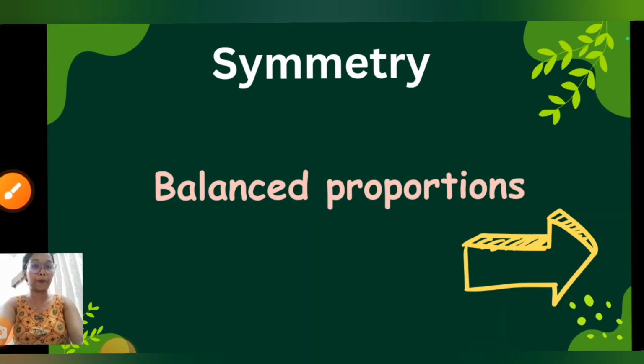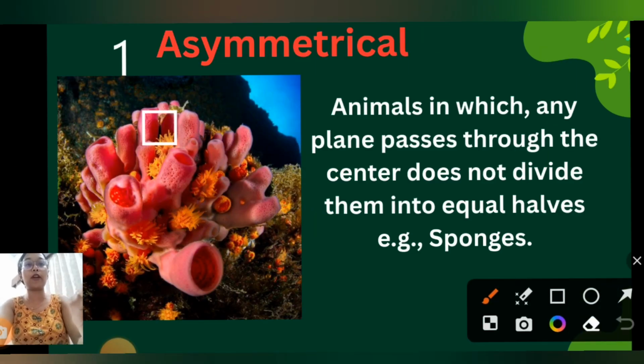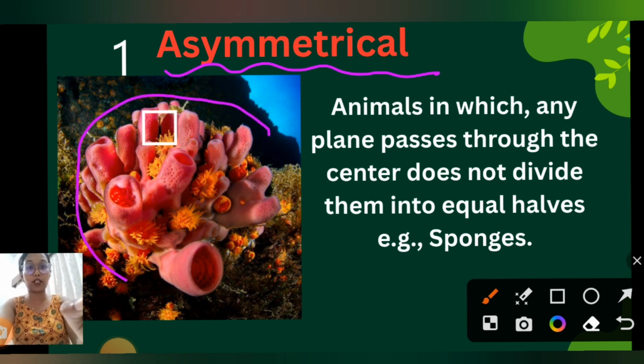Okay. So let's see the types of symmetry. The first type is asymmetrical, means whenever we try to divide a particular body, we can't get two equal halves. In the case of sponges, see, the left hand side is not equal to the right hand side. Just remember that. If you divide it, this portion and this portion are completely different.